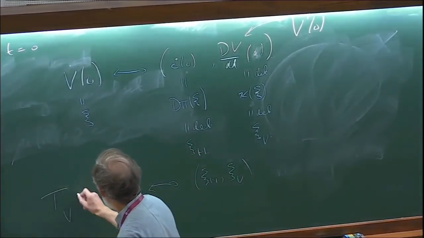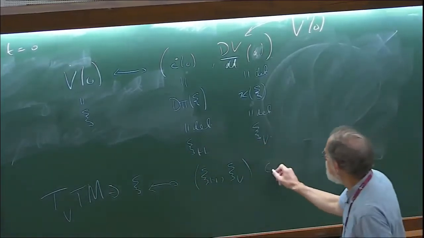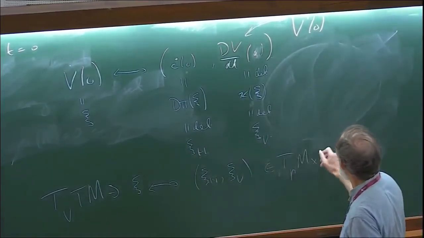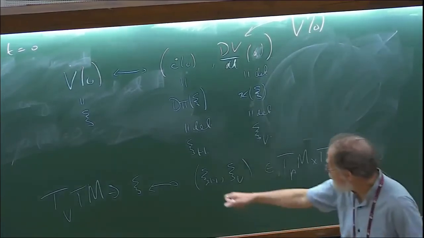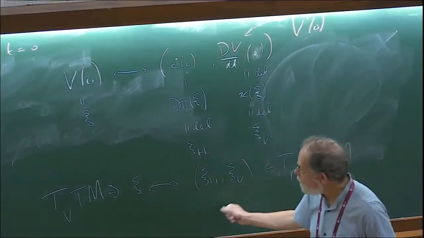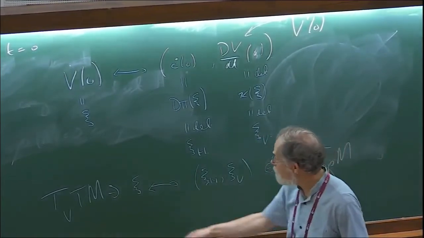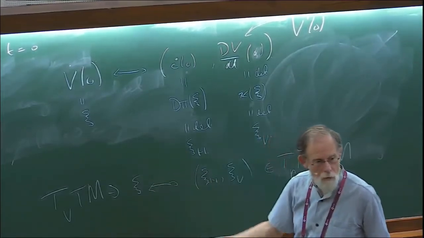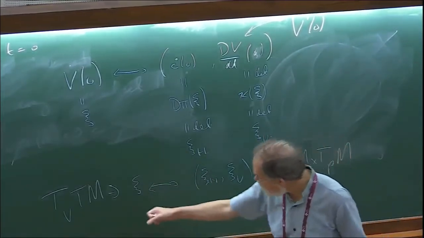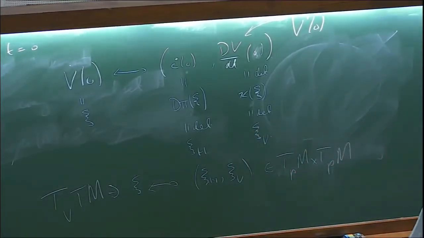Xi was in the tangent space, so the tangent bundle at V. What we get here is a pair of vectors at the foot point of V. And if you want to calculate anything, it's usually a hell of a lot more helpful to think of the pair of vectors than xi. Sometimes for understanding what it is that you're actually doing, this is the helpful picture. You want to be able to slide from one to the other at will.